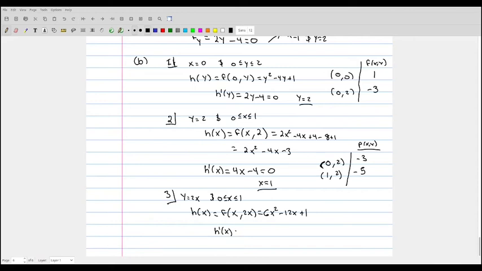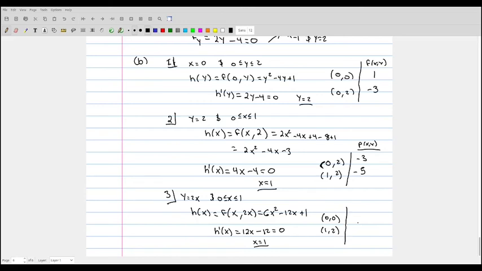Because this is a polynomial in x, there are no critical points of type 2, only critical points of type 1. Taking the derivative of this function gives us 12x minus 12 equals 0, or x is equal to 1, again. So the potential max and min on this boundary correspond to x equals 0, y equals 0, and then x equals 1, y equals 2, because this is our interior critical point for this function on the domain for x from 0 to 1.